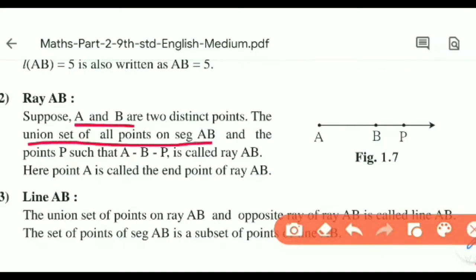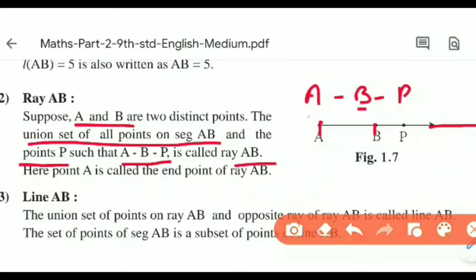So what they told you: suppose A and B are two distinct points, the union set of all points on seg AB and the points P such that A-B-P is called a ray AB. The union set of all points on seg AB, from here to here it is seg AB, and the points P such that B is in between A and P, as we already studied. So this ray is called ray AB.